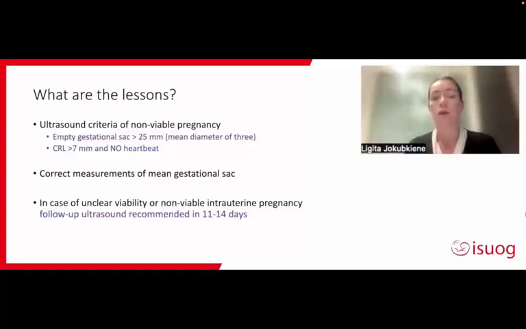And in case its viability is unclear, or you see an unviable pregnancy, in particular in the hands of less experienced examiners, follow-up might be useful in 11 to 14 days, and it is safe.